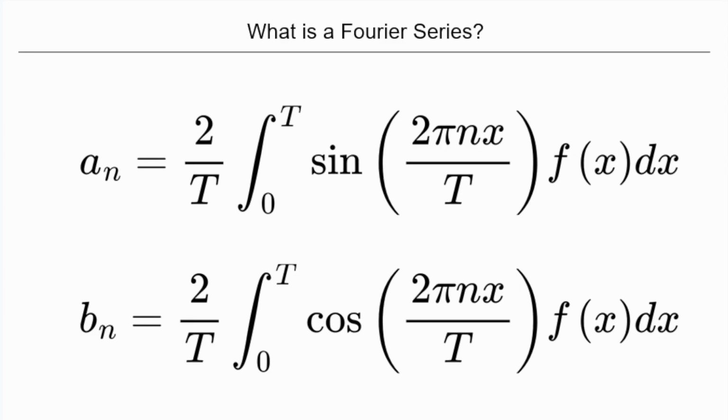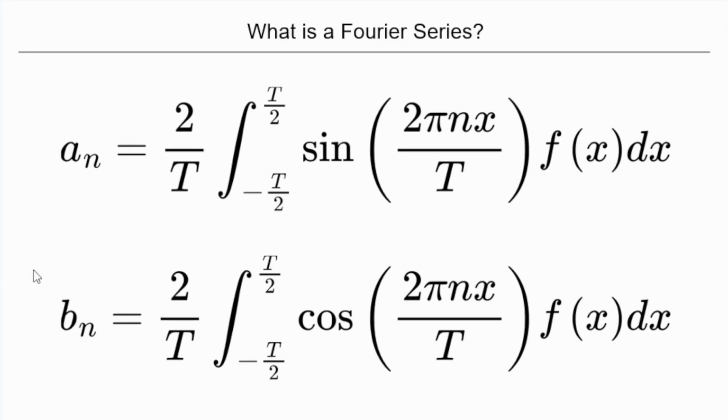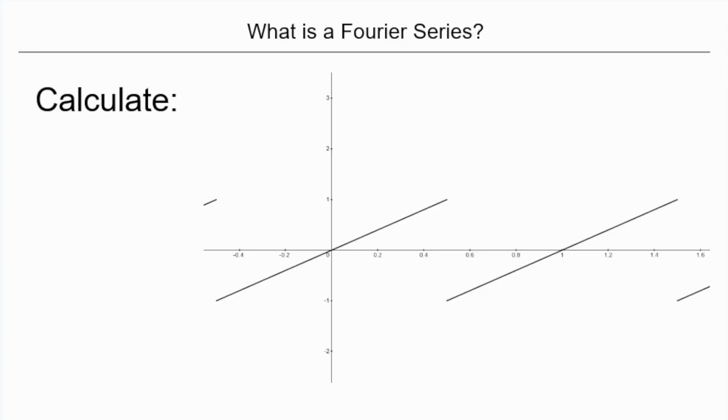So these formulas are the formulas for the an's and bn's with a general period of T. You might also see it written as this, where the integrals go from minus T divided by 2 to T divided by 2. And this is exactly the same thing. So now it's your turn. Calculate the Fourier series of this function, which goes down from minus 1 at minus 0.5, all the way up to 1 at 0.5, and then repeats forever. If you've done that, you should have gotten something like this.